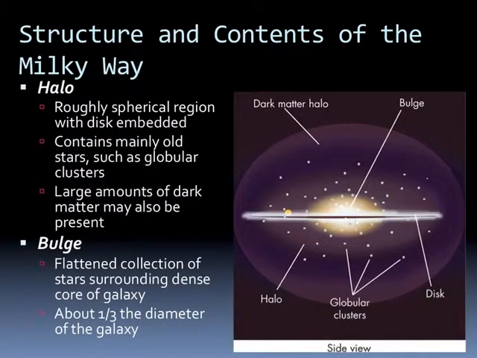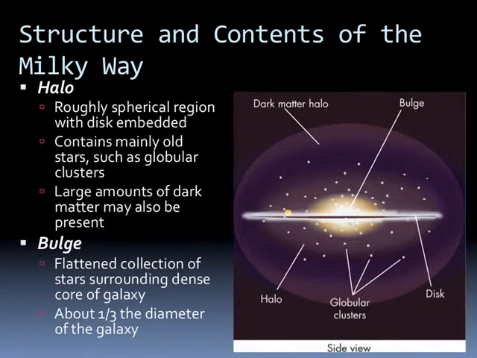The halo, again, is a roughly spherical region with the disk embedded in the center. It contains mainly old stars and globular clusters. Large amounts of dark matter may also be present. Well, what is dark matter? Well, it's stuff that exists out there that we're going to talk about more, that we know is there because of gravity, but we can't see it, hence it's dark.